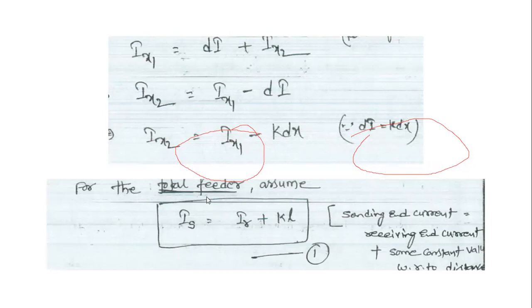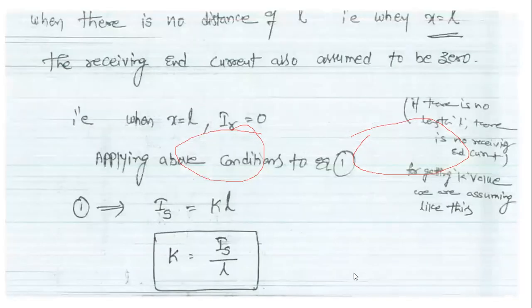For the total feeder, assume Is, the sending end current, is equal to the receiving end current plus k into L. L is the total length and k is the constant. Therefore, the sending end current is equal to the receiving end current plus some constant value with respect to the total distance of the feeder.